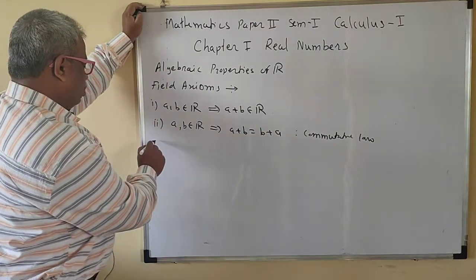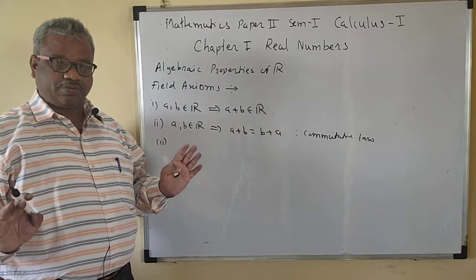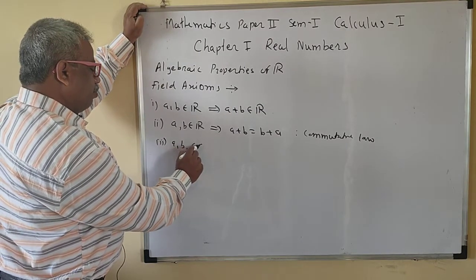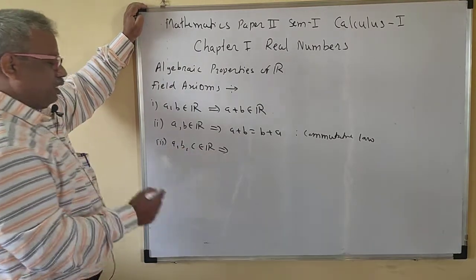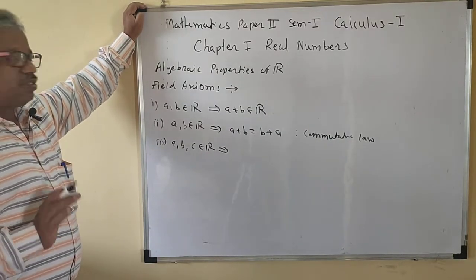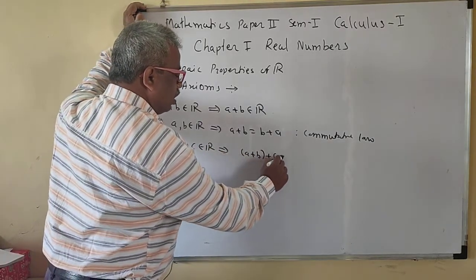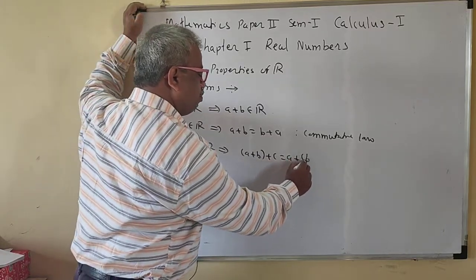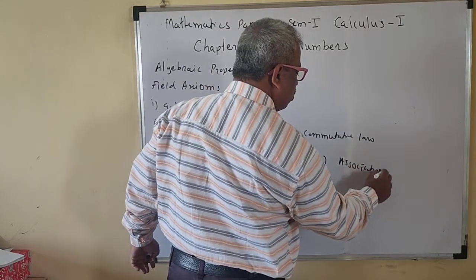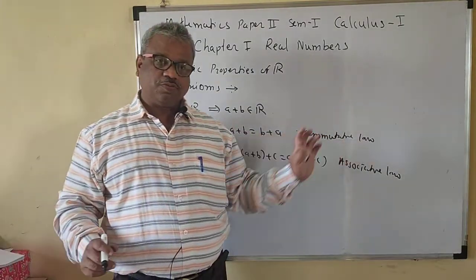Okay. Now the third one. That means the addition of any two real numbers is commutative, a plus b equals b plus a. Suppose a, b, c belong to R. That means these are any real numbers, so this is true for all real numbers. Then a plus b plus c: I can write this as a plus, b plus c. This is called associative law with respect to addition. The earlier one is called commutative law with respect to addition.